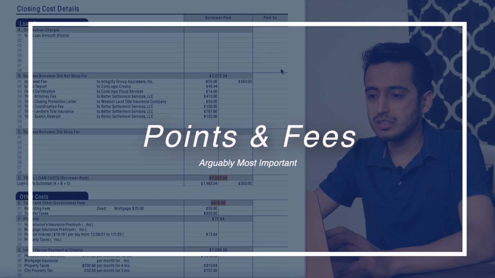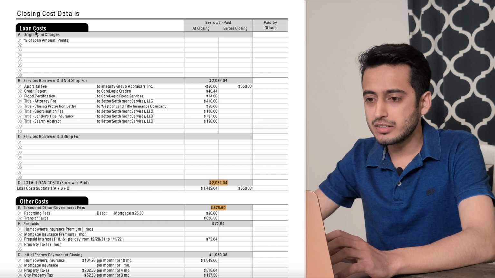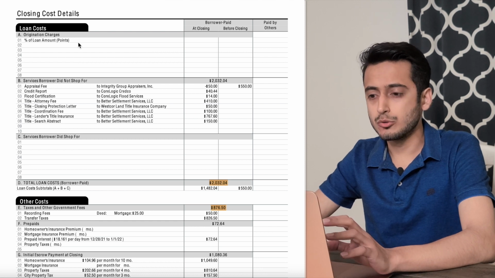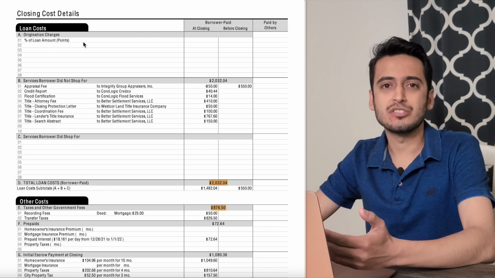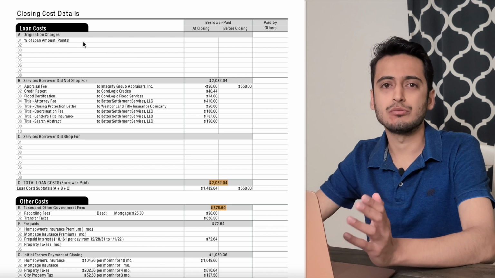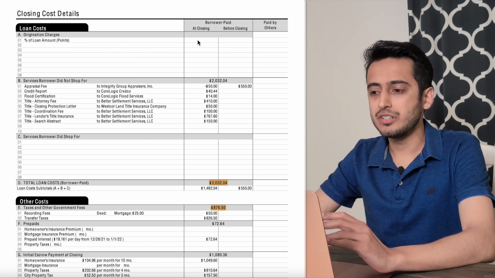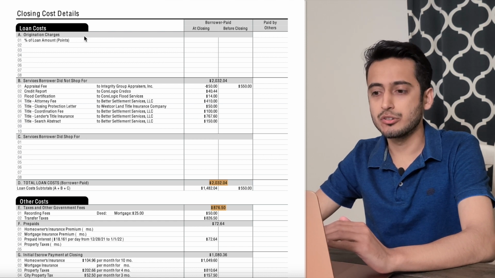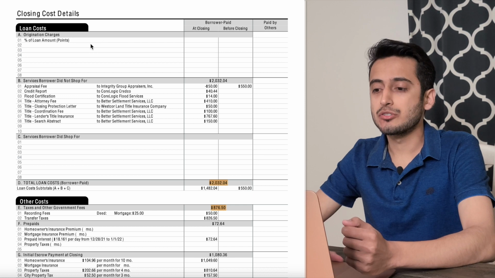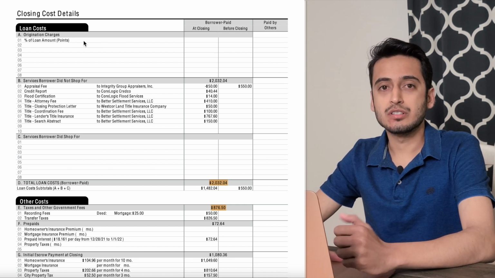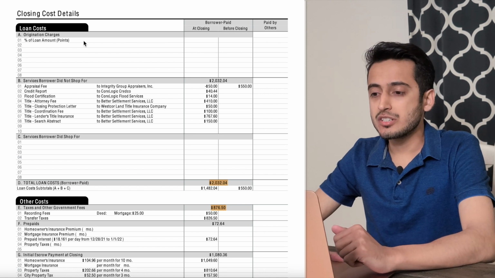Okay, so going further, in the next section there are these loan costs. Now this is an important section of the document. The first one is origination charges. Most lenders will have loan origination charges which will range from somewhere around 1% to 2% of your loan amount. In my case, my lender did not have any points or any loan origination charges, but this is a very, very important section. So if you remember, in the previous video I was talking about points and credits that you get for selecting an interest rate. So this is where it will be mentioned.